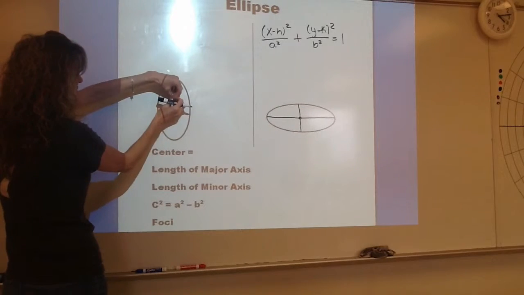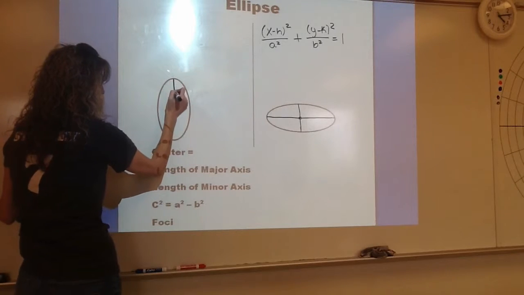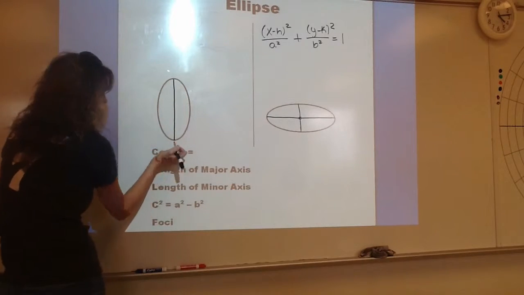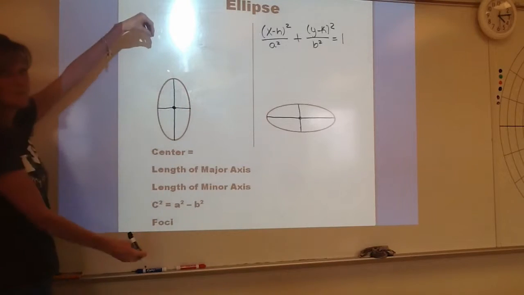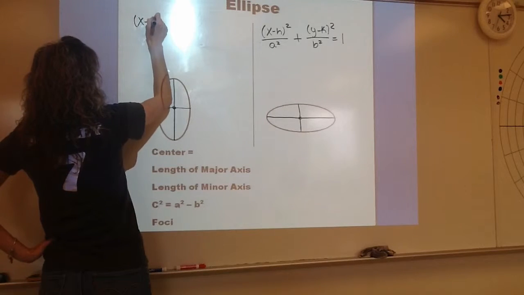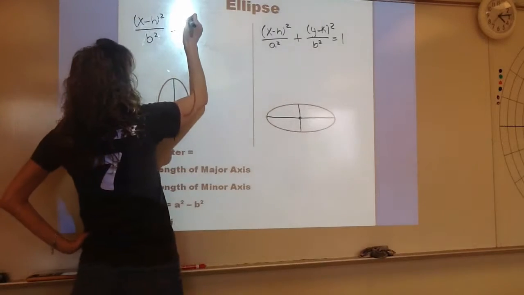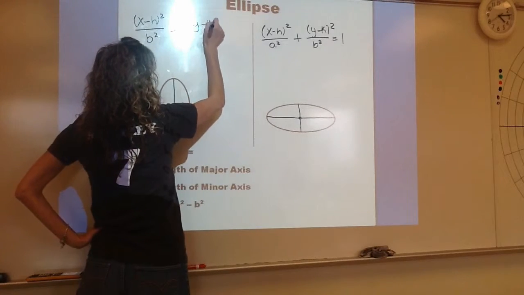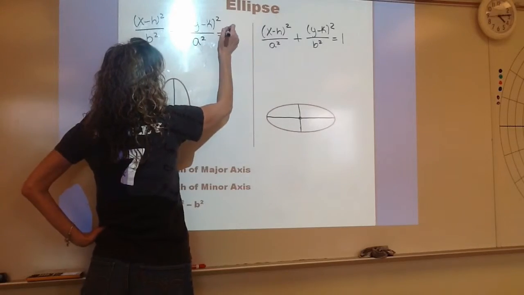All right, so this ellipse is stretched vertically, and so its major axis is vertical, it's up and down. And then here's the minor axis. Major means big or long. And so its formula is going to be x minus h squared over b squared plus y minus k squared over a squared equals 1.